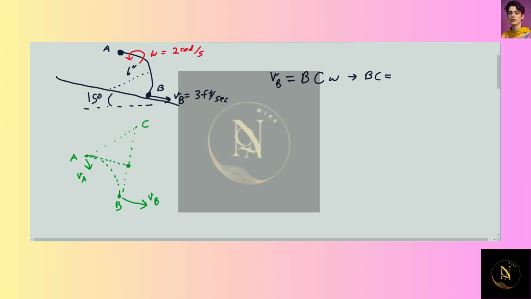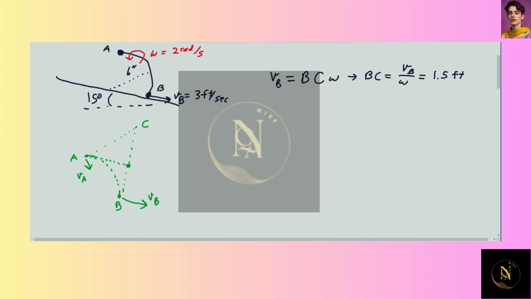In other words, BC equals the velocity of B divided by omega. Velocity of B is 3 feet per second. Omega is 2 radians per second. So this would give us 1.5 feet or 18 inches for our distance BC.